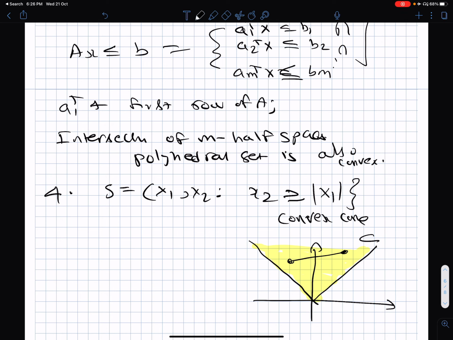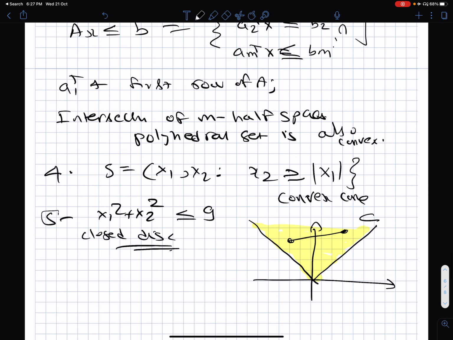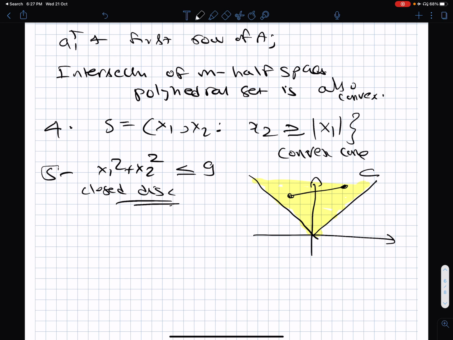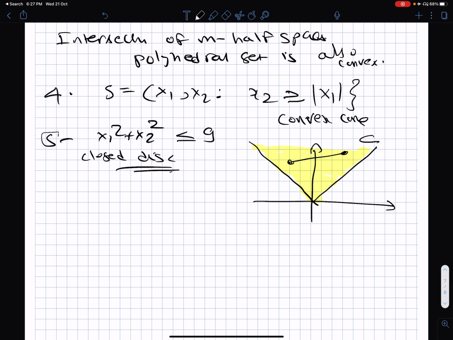But you try to show it algebraically also. And then let's say x1 square plus x2 square is less than or equal to 9. This is the closed circular disk. You show this to be also convex algebraically. By figure you anyway know it.